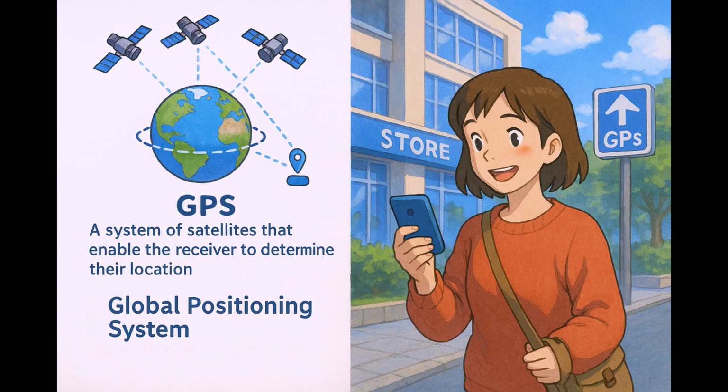Imagine trying to find your way in a massive, unfamiliar shopping mall without a map. Just like you would rely on signs or asking people for directions to locate a specific store, a GPS uses a network of satellites to help determine your position on Earth.